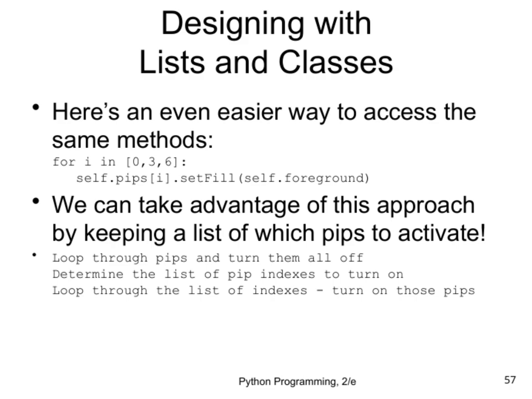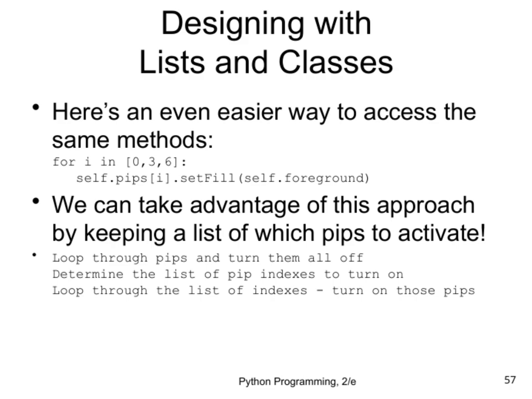We can take advantage of this by keeping a list of which pips we want to activate. First, we might loop through all the pips to turn them off. Then, we determine the list of indexes for the pips we want to turn on. Finally, we loop through that list and turn on just those specific pips.